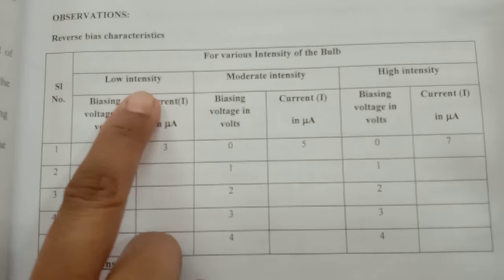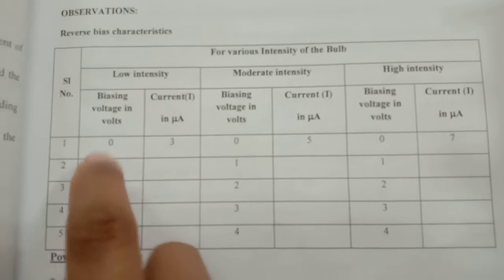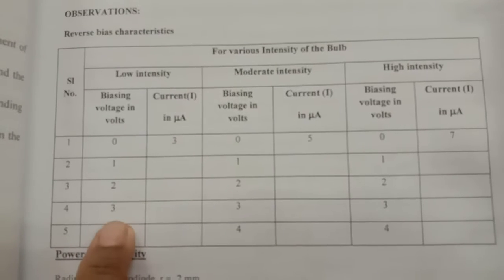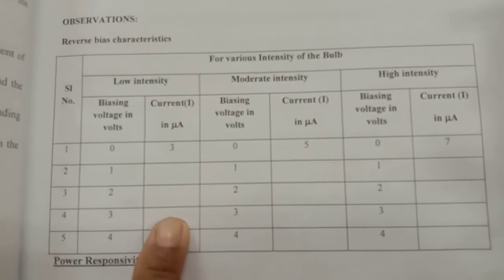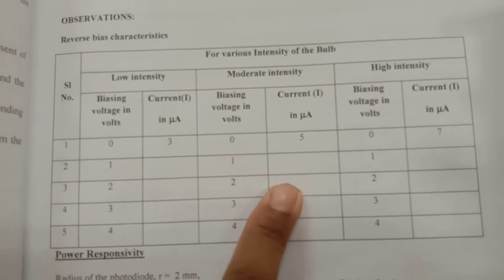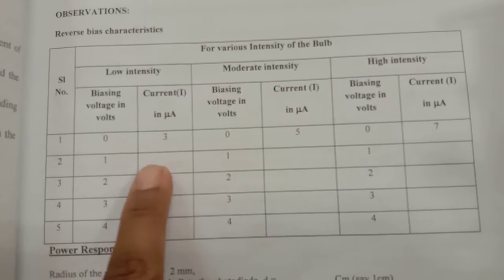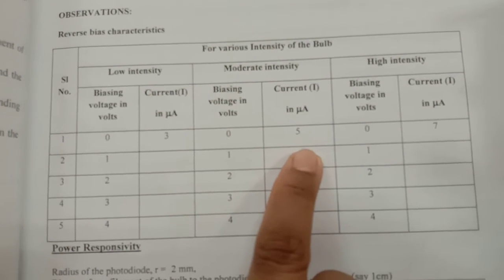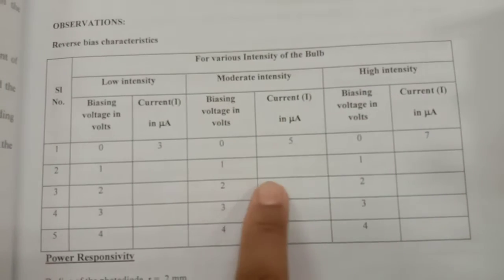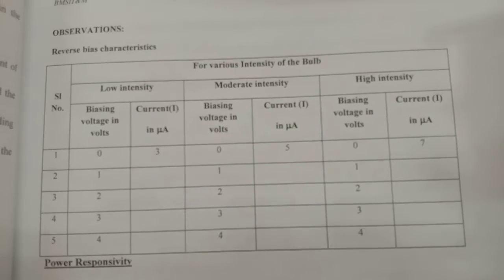The moment you keep low intensity of the bulb, you observe that even after varying the biasing voltage, the current won't change. That is what you need to study. Then when you change the intensity of the bulb only, you can see that there is a change in the current value, and a shift in the current happens only when we have a high intensity of the bulb. That is what we are going to understand from this experiment.